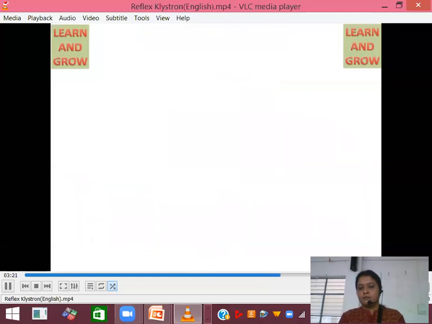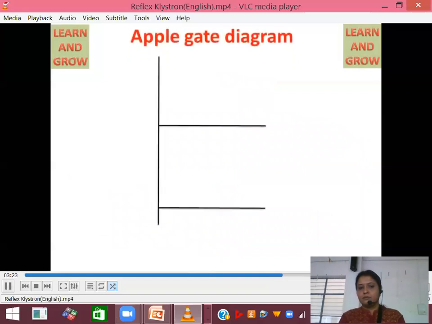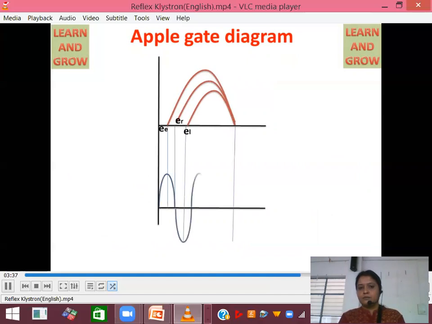If we look at this Applegate diagram, there are three kinds of electrons: early electrons, reference electrons and later electrons. All electrons bunch together and come out at the RF output as an amplified signal. We get all electrons bunched and take the output from the RF output signal, and this signal we use for communication.